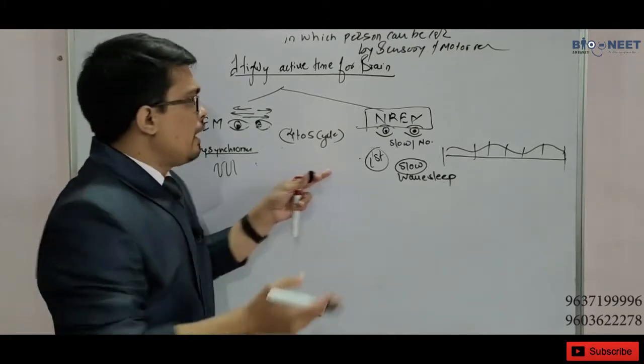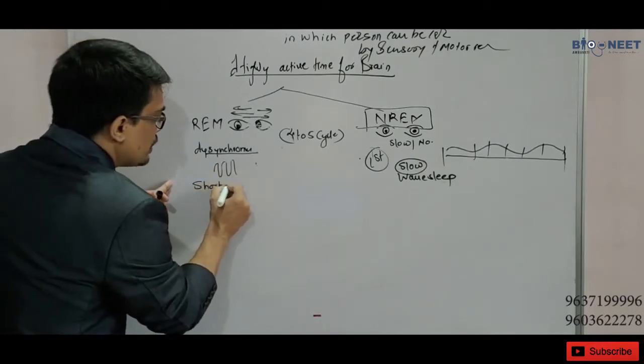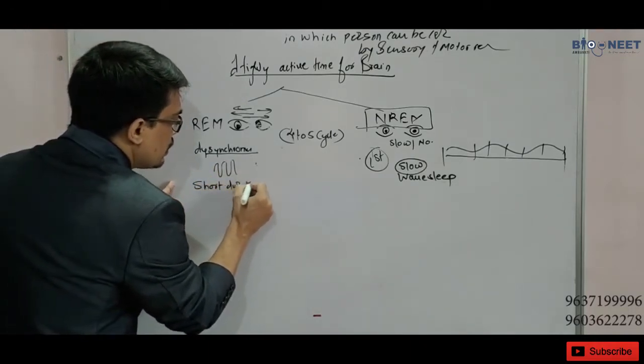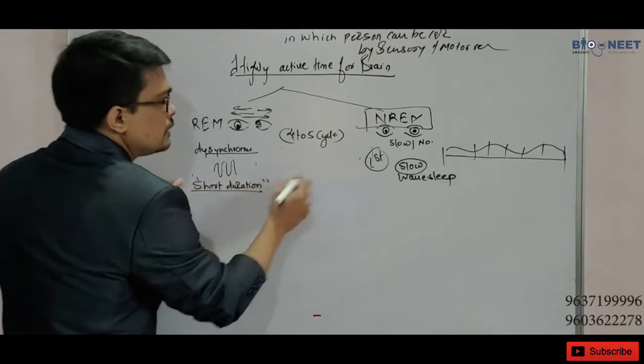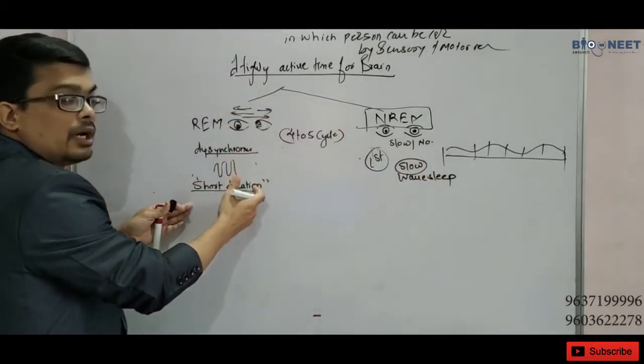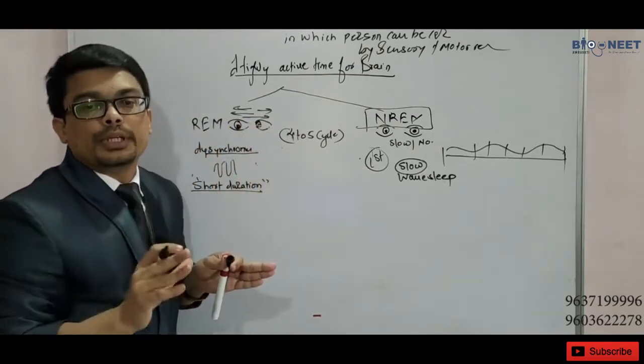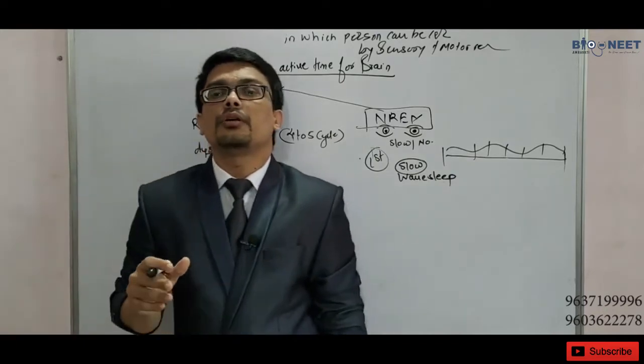And the REM sleep is for a short duration. So first is NREM sleep. Second, after NREM sleep, there is REM sleep. REM sleep is for a shorter period.